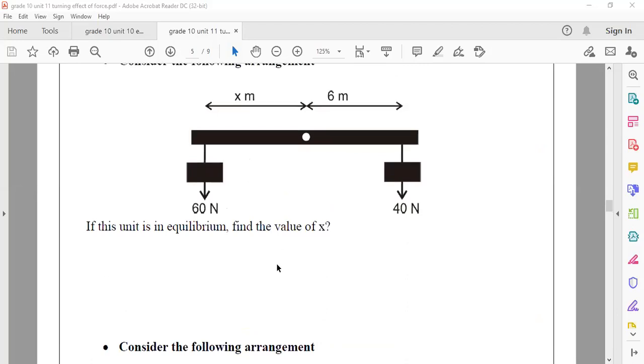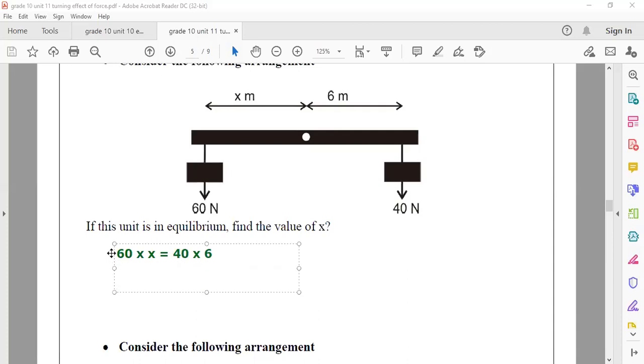Look at this question. If this unit is in equilibrium, which two will be equal? The clockwise moment and the anti-clockwise moment will be equal. If so, 60 multiplied by x should be equal to 40 multiplied by 6. Am I right? Yes, sir.